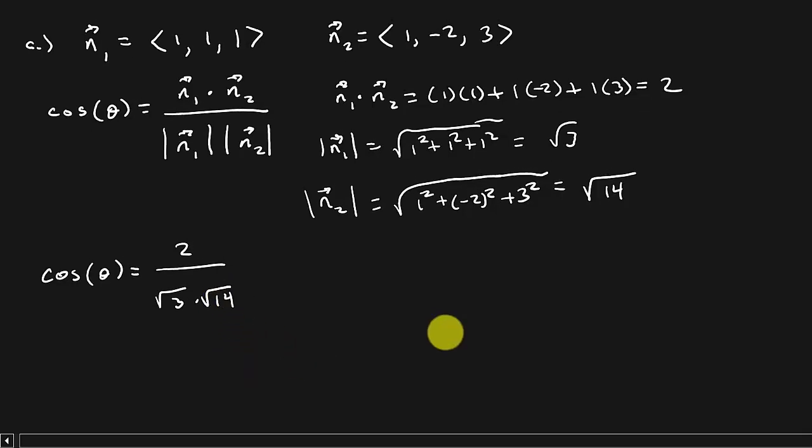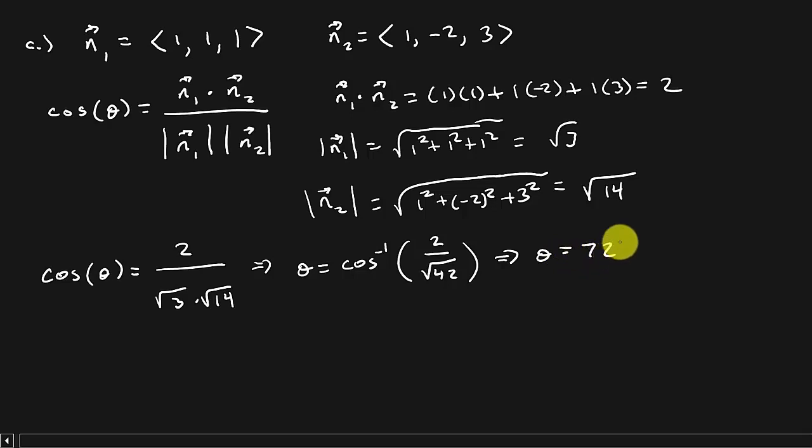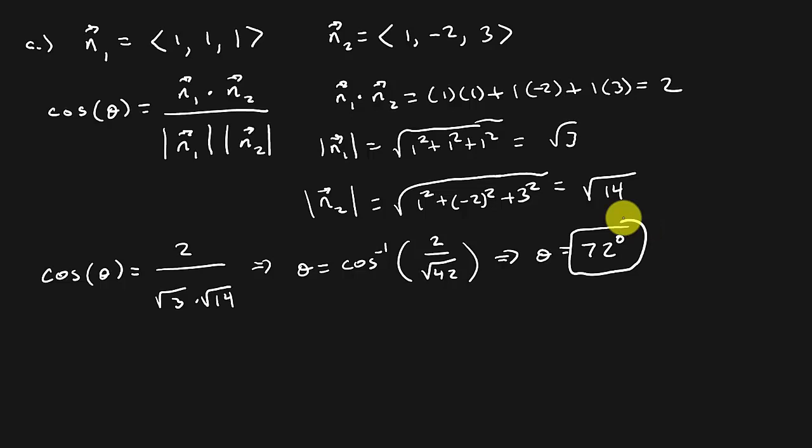Okay, just plugged everything in. And so this tells me that theta is equal to the inverse cosine of 2 over the square root of 42, because 3 times 14 is 42. And so that tells me theta is equal to about 72 degrees when we plug it in. So that's the angle between the two.